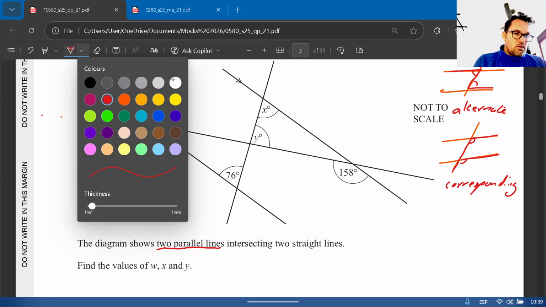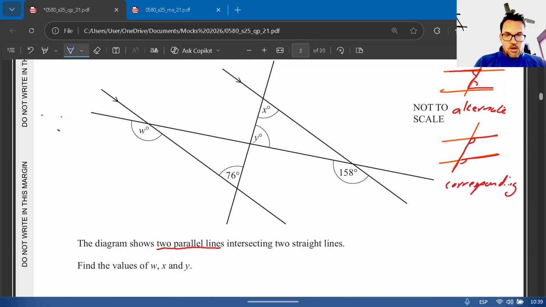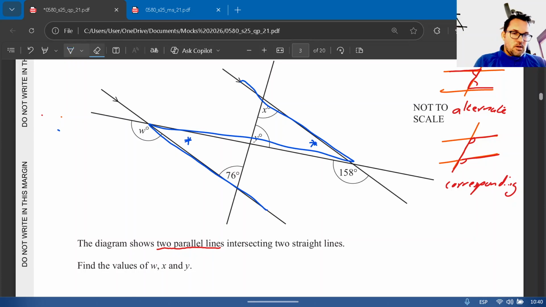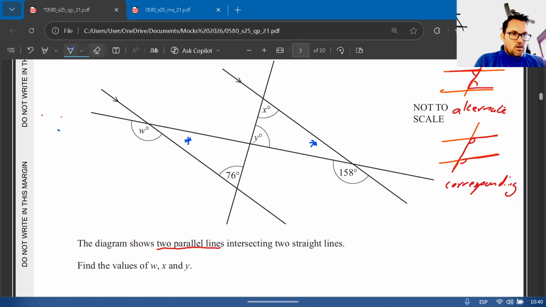Let's use my pen. First thing I'm going to do is look for a nice Z. Of course there's a Z there, which means this angle and that angle are alternate, they're equal. But I think the one we want to look for here is a nice stretched out Z. See that? That means this angle here is 158. Of course this is just one of many ways of doing this question. There are other ways, and then we have the opposite angles.